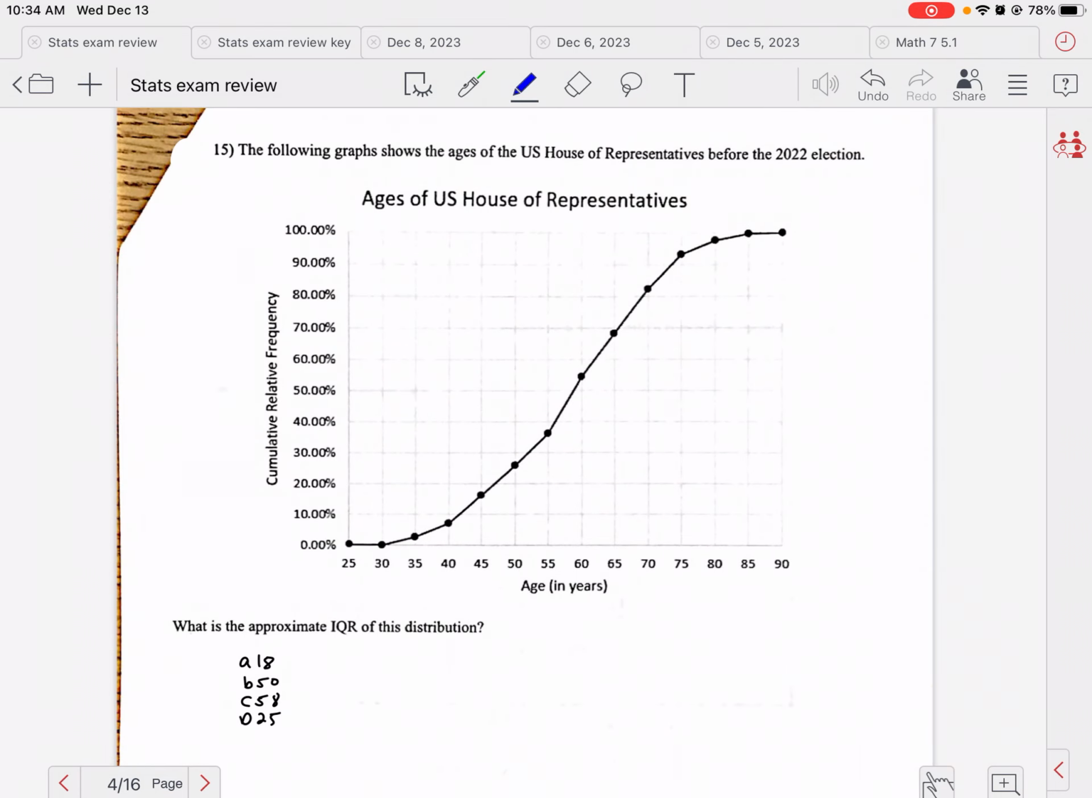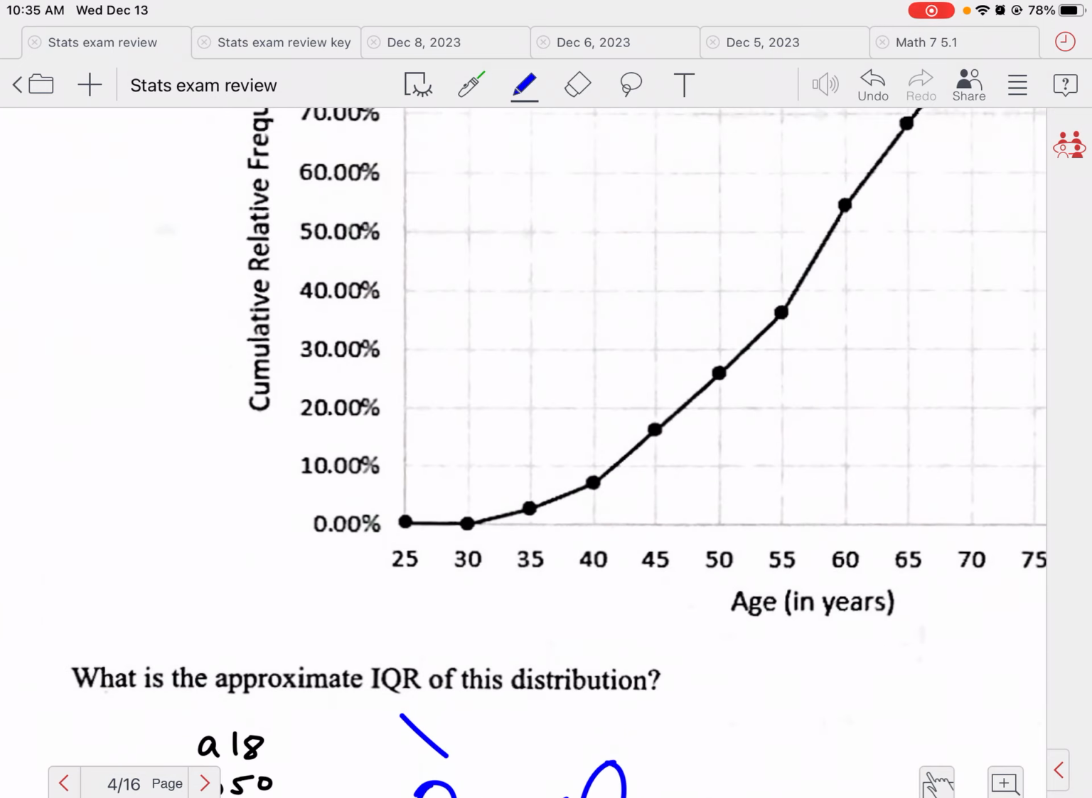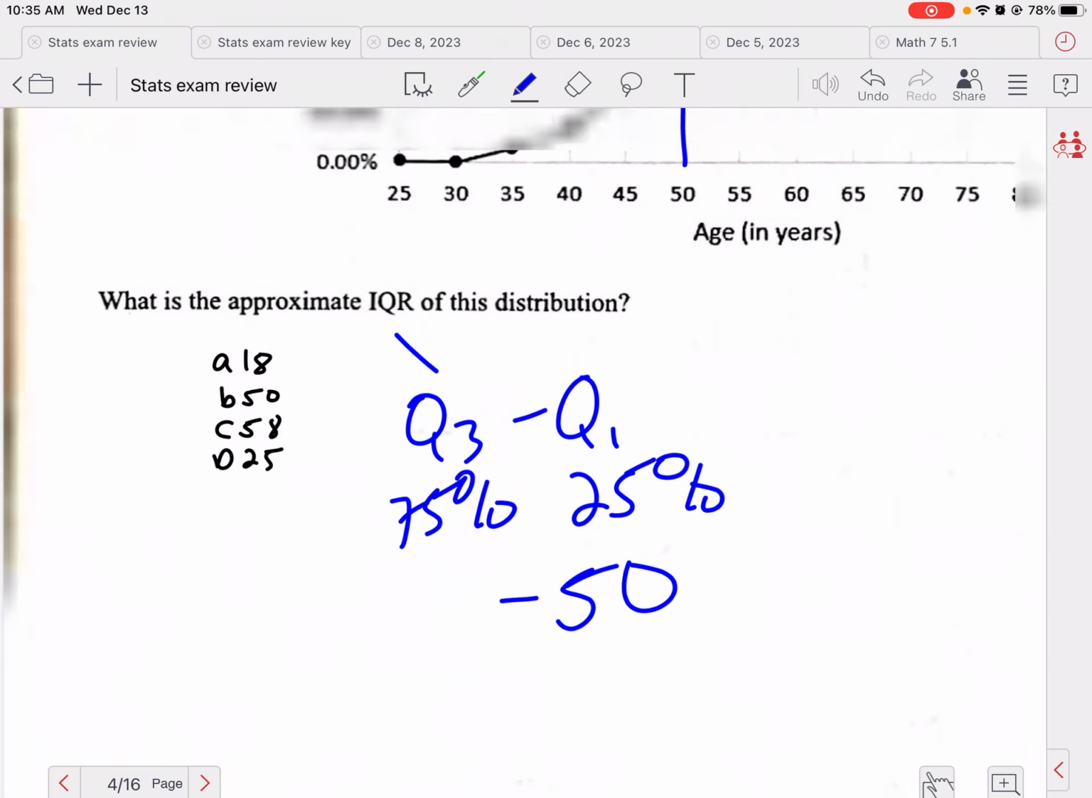Remember, this is one of those ogive graphs, whatever it is, okay? It says approximate the IQR. The IQR is our Q3 minus our Q1. Q3 is at 75% of the data, and Q1 is at 25% of the data. So I would go here, and I would find 25% is approximately at 50. Again, this is an approximation. It doesn't have to be perfect, but it should be as close as you can get.